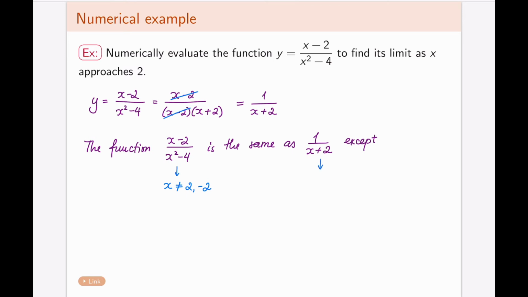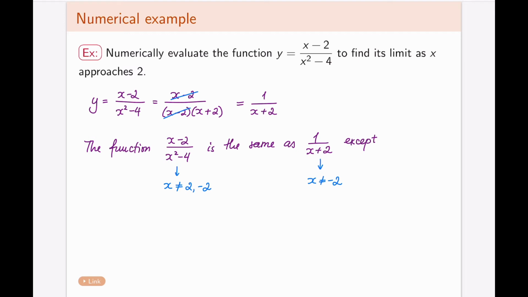For this simplified version of this function, what happened is I have canceled out a factor that will equal 0 when x is equal to 2. So in my simplification, I no longer see the fact that my original function cannot have 2 in its domain. Just looking at this function directly, all I can see is that x cannot be equal to negative 2, because in this new version, all that creates a problem is minus 2. So I've somehow lost information about 2 not being able to be in the domain.